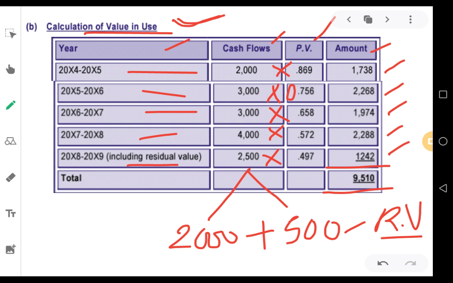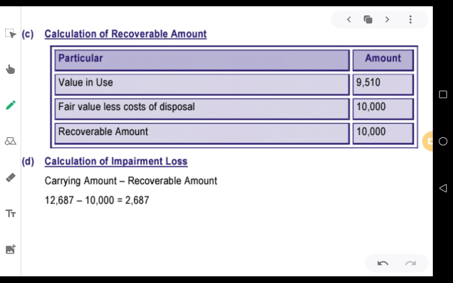One is carrying amount, and the second one is value in use. Now proceed to the next step where you are calculating the recoverable amount. Recoverable amount is the highest of value in use and fair value less cost of disposal.